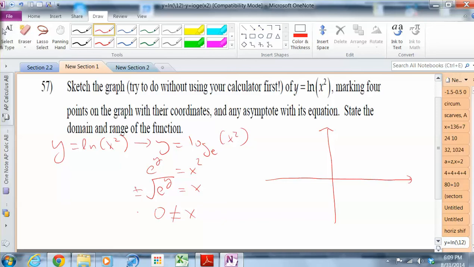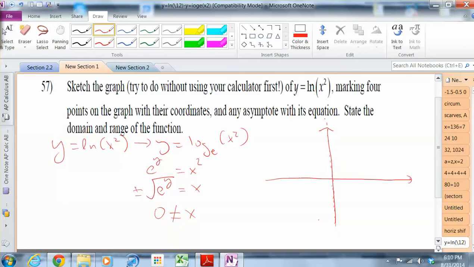Another thing to think about is, what if x got very close to 0, like 0.1, 0.01, or from the other side of the y-axis, negative 0.01, or negative 0.0001? y itself would have to be negative to be able to equal whatever x squared would be. So we're going to see a vertical asymptote at x equals 0.